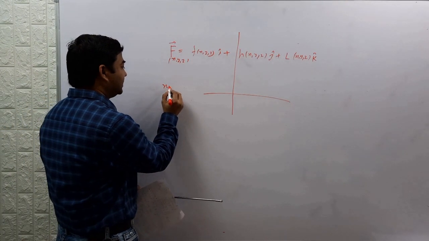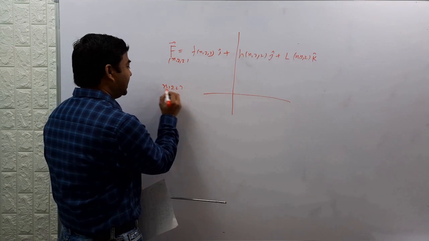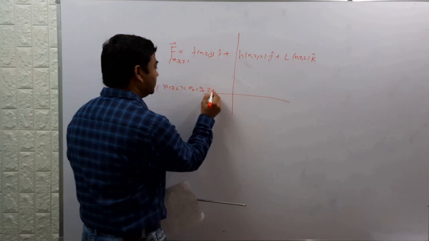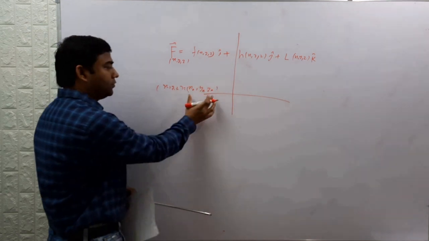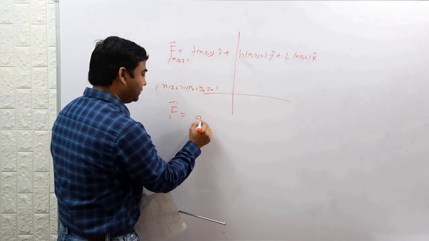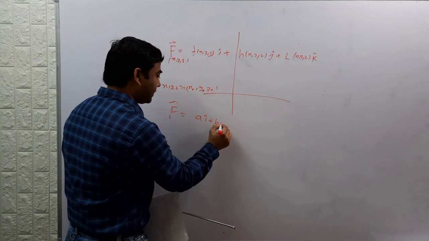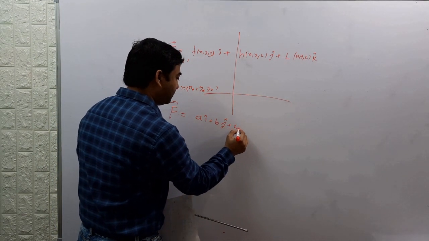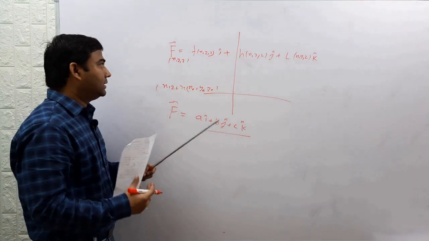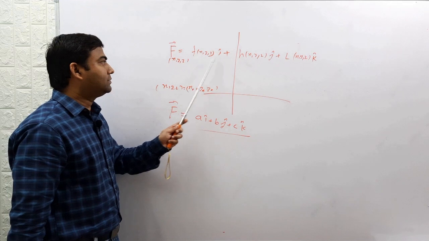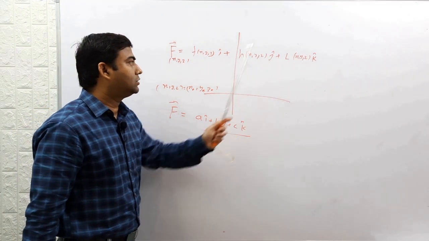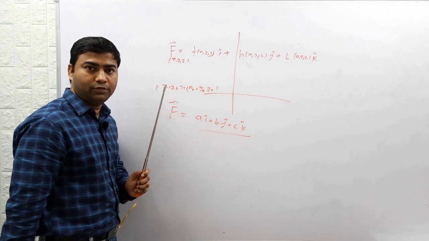Let x, y, z be equal to x0, y0, z0. For a particular point, you will find the vector field in terms of a i plus b j plus c k. These are just functions of x, y, z. H is a function of x, y, z. L is a function of x, y, z. F is a function of x, y, z.